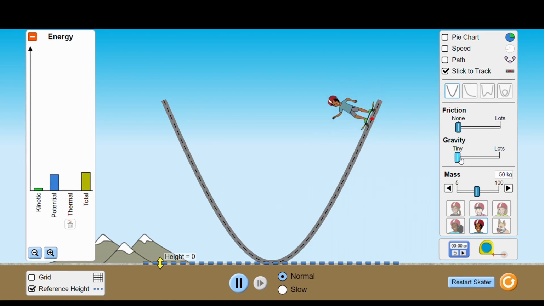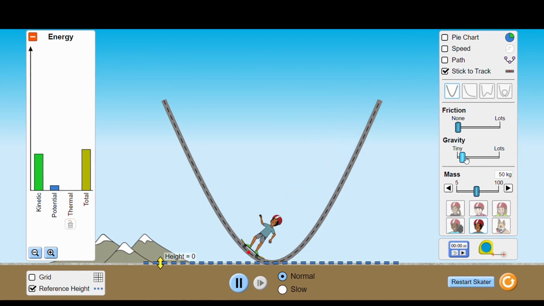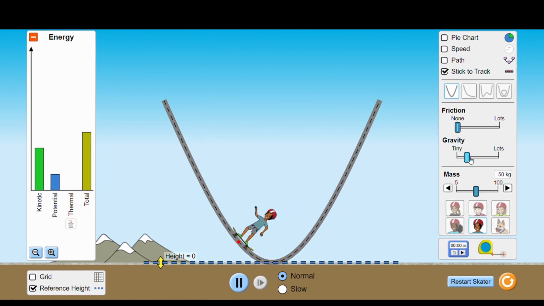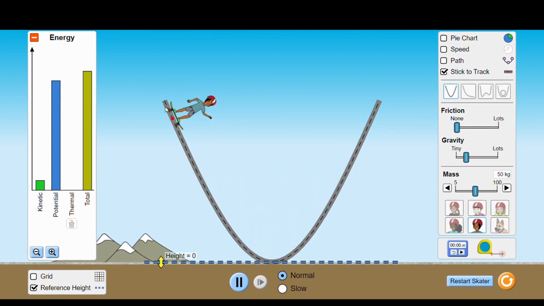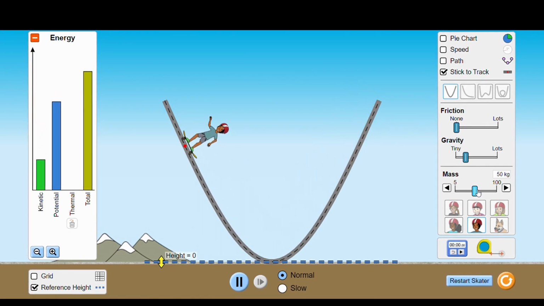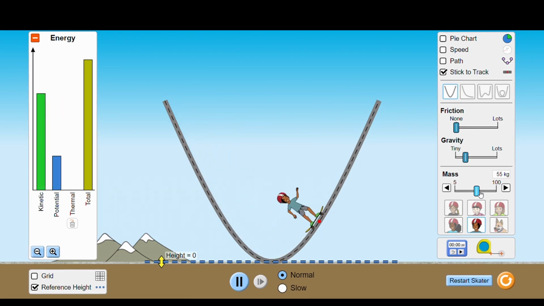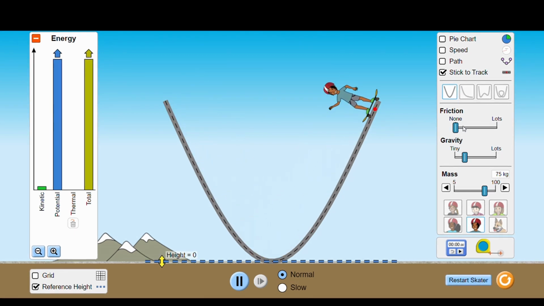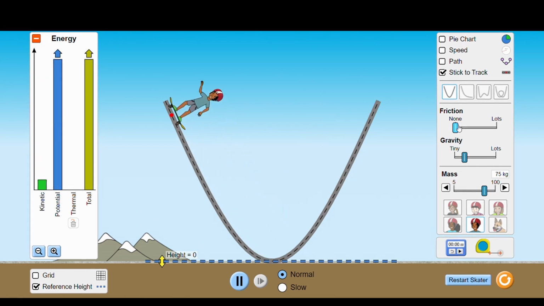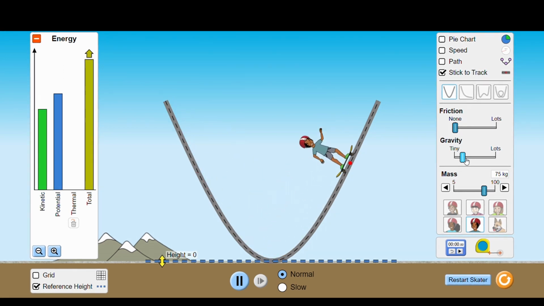Now let's play with this gravitational part. Let's have a lot of gravitational acceleration. You can see that this boy is going to move even faster. Fine, his energy would increase definitely. What would happen if this was, let's say, a 75 kg man? What would then happen? Okay, let's slow it down a bit.